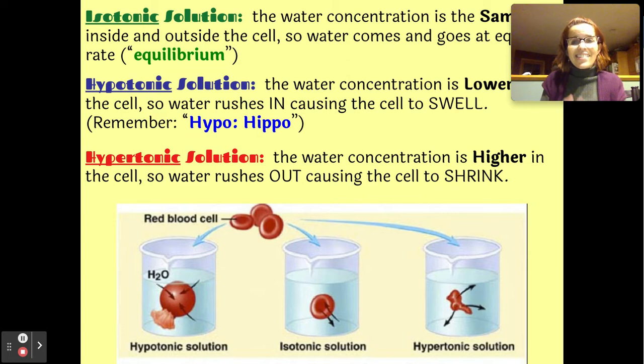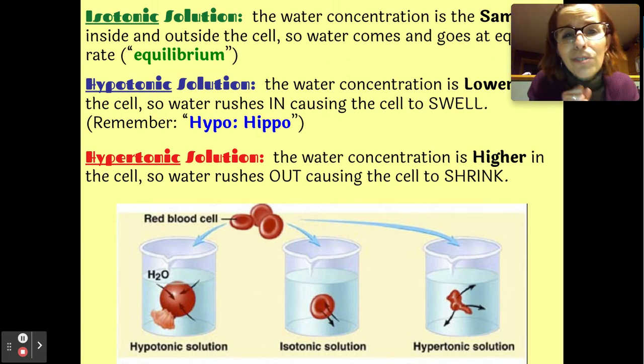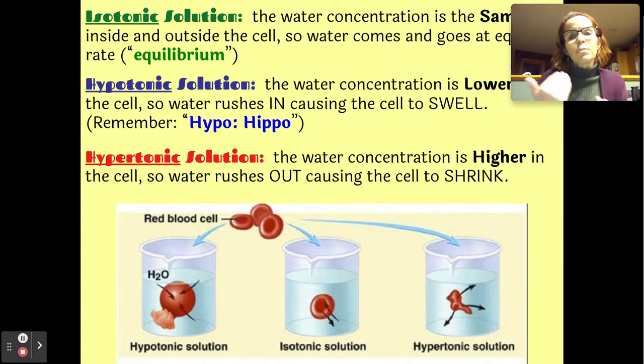So what that does is it causes our cells to shrivel up and they don't work correctly. You become dehydrated. Drinking salt water when you have nothing else to drink or eat is very bad for you. You're better off not drinking the water. So those are the things for human cells.